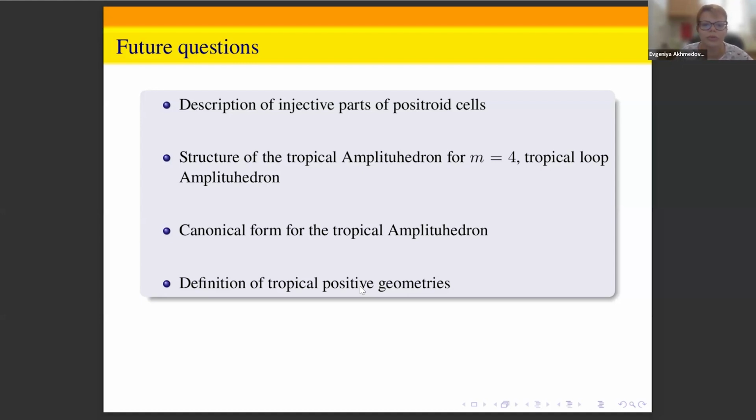And we also want to define the tropical loop amplituhedron and see if we can get some simpler structure in the tropical case. And then we can also think about the amplituhedron as a positive geometry, and try to define what the tropical positive geometry is. But this is more in the distant future.